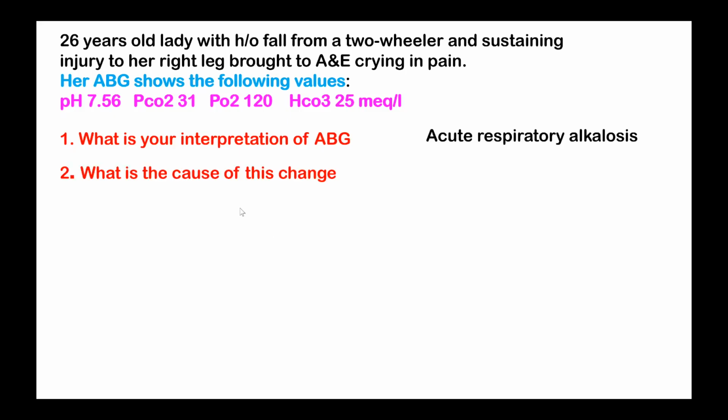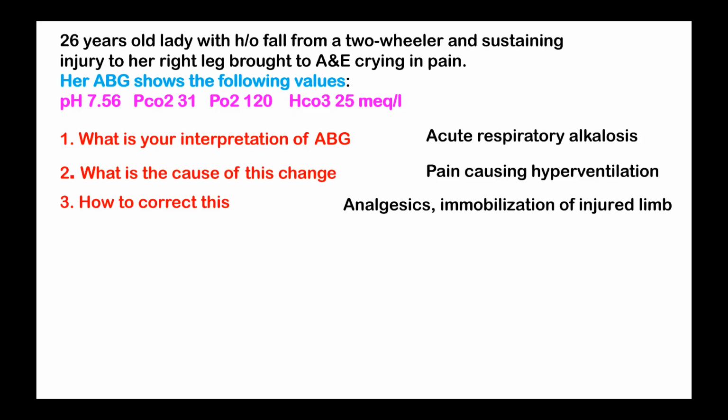What is the cause of this change? Pain, hyperventilation. The patient is in pain and is hyperventilating. Very good. How to correct this? Sir, painkillers, analgesics, immobilization of the injured limb, counseling. What are the effects of respiratory alkalosis? Suppose the patient hyperventilates, washes out the carbon dioxide and goes into respiratory alkalosis. What are all the various effects it can produce in the body? Hypocalcemia can be there, sir. Hypocalcemia. Central nervous system.